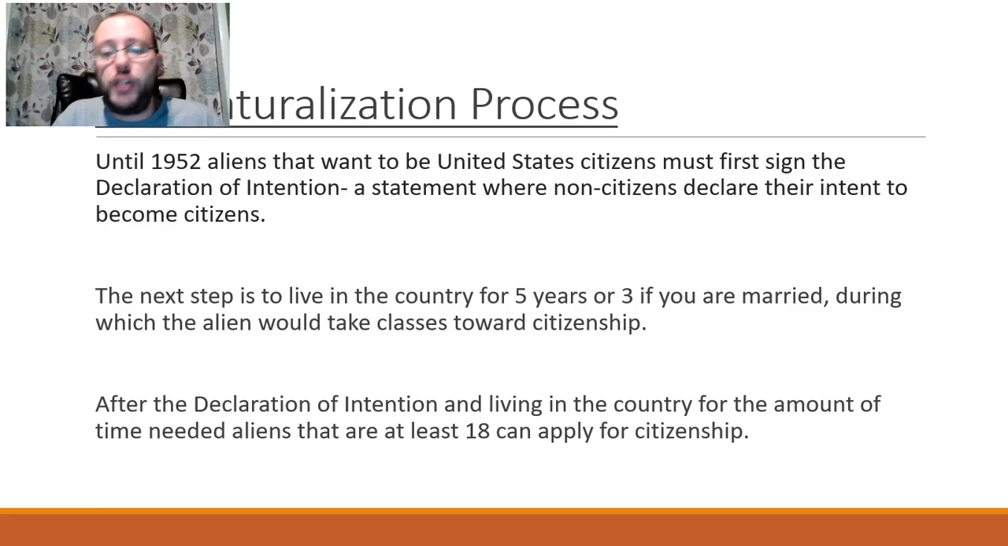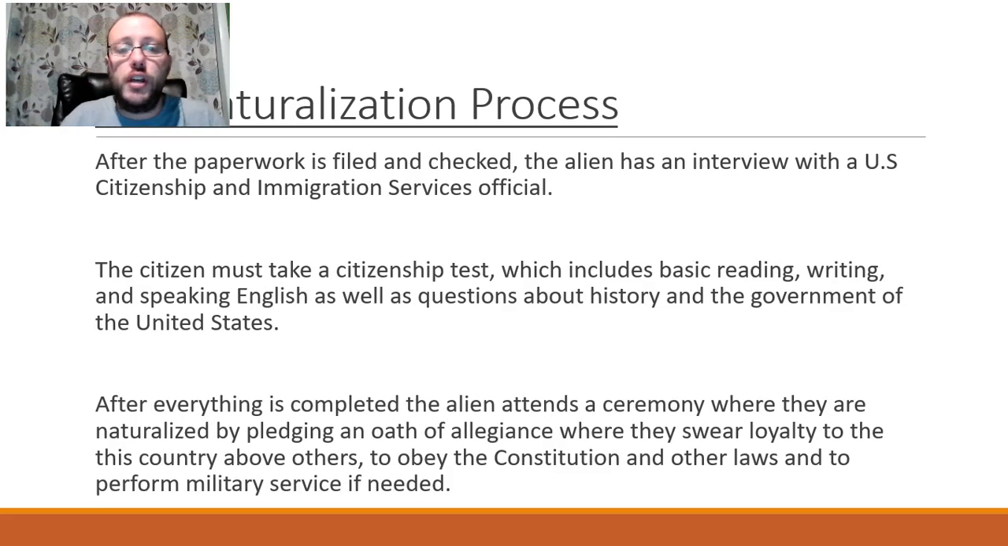There's people that are over 18 that want to become U.S. citizens. After the paperwork is filed and checked, the alien has an interview with a U.S. Citizenship and Immigration Service official where they must take a citizenship test, which includes basic reading, writing, and speaking of English, as well as questions about history and the government of the United States.